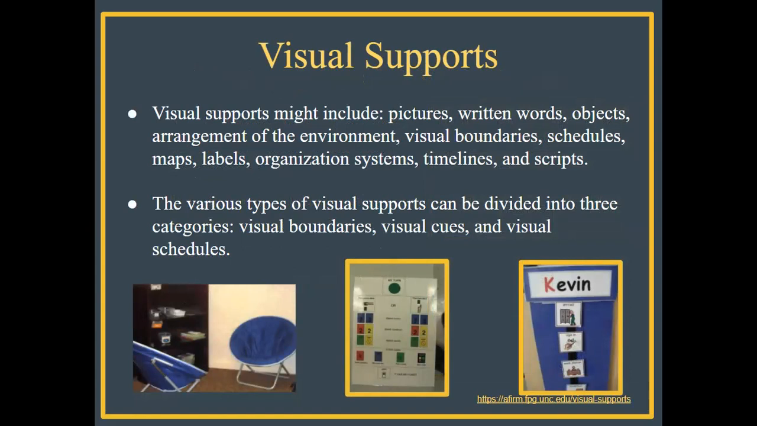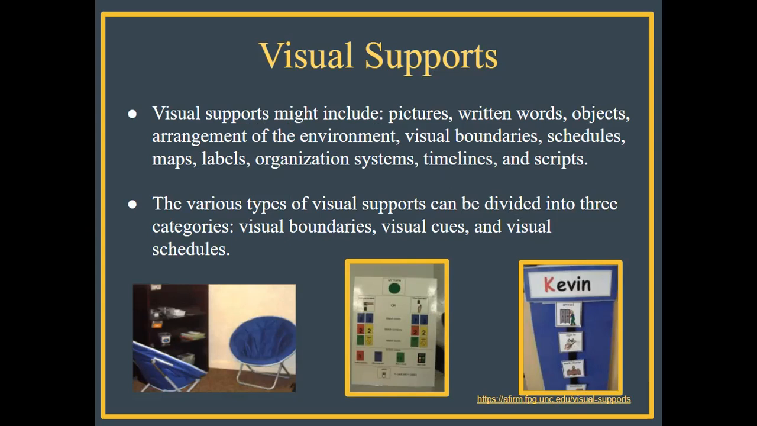We also want to use visual supports in our classroom. Visual supports might include pictures, written words, objects, arranging the environment, visual boundaries, schedules, maps, labels, organization systems, timelines, and scripts. The various types of visual supports can be divided into three categories: visual boundaries, visual cues, and visual schedules. Visual supports present information in a way that learners with ASD focus on key elements.